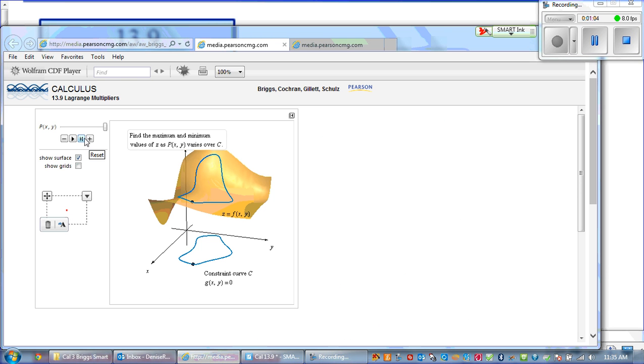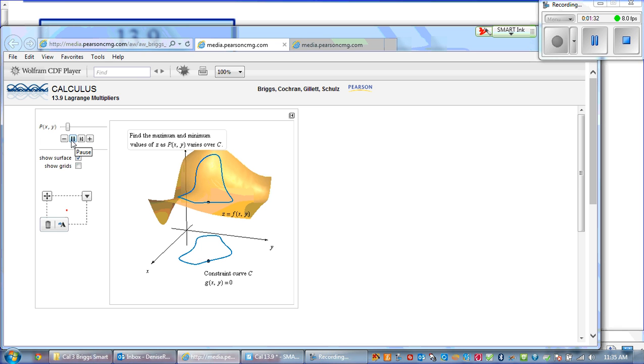So now look at the graph. It's going to start and trace around the constraint curve down in the xy plane, and you can see the corresponding point up on the surface at that same time. And we want to find the point on the curve where we're at the lowest z-value and the point on the curve which has the highest z-value.